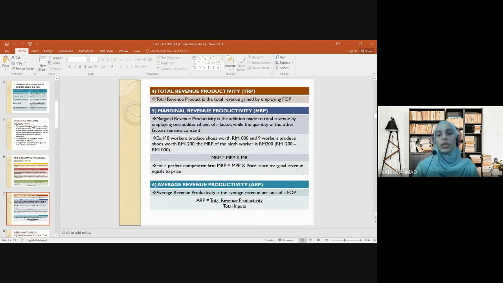Marginal revenue. Okay, contohnya 8 workers produce 1,000 ringgit worth of shoes. 9 workers produce 1,200 ringgit worth of shoes. Okay, jadi berapakah marginal revenue product? 1,200 minus 1,000 divided by 1, it is 200. Okay, so untuk perfect competitive, marginal revenue product adalah MPP darab price atau darab marginal revenue lah. Alright. Average revenue product is the total revenue product bagi dengan total inputs ataupun labor.